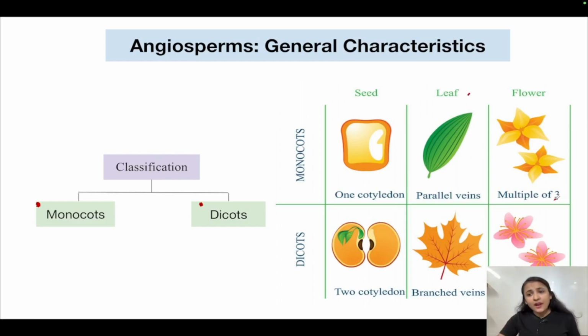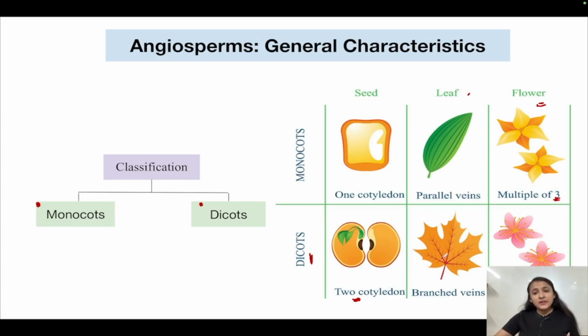If their flowers have whorls present in multiples of 3, for example, if the petals are 3 or 6 or 9, that is also a defining feature of monocots. Now talking about dicots, in dicots the seeds have 2 cotyledons, because di means 2 and cots means cotyledons. So in dicot plants the seeds have 2 cotyledons.